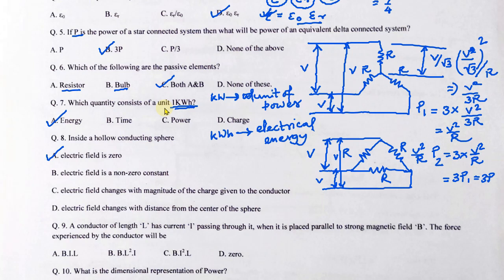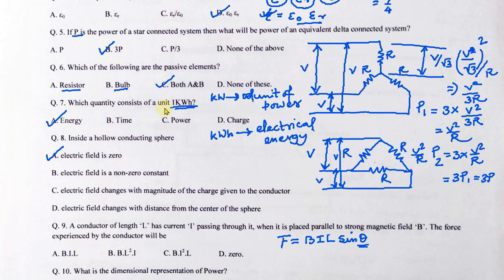In 9 it has been asked, a conductor of length L has current I passing through it. When it is placed parallel to strong magnetic field B, the force experienced by the conductor will be. Now we know that if a conductor is there which is having a current of I and of length L and is in a magnetic field, and the angle between the conductor, or basically the current passing through the conductor, and the field is theta, then the force F is given by B I L sin theta.